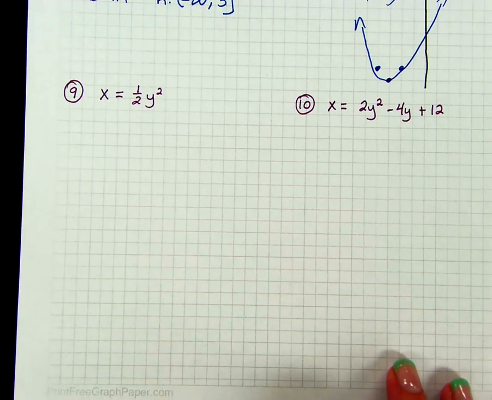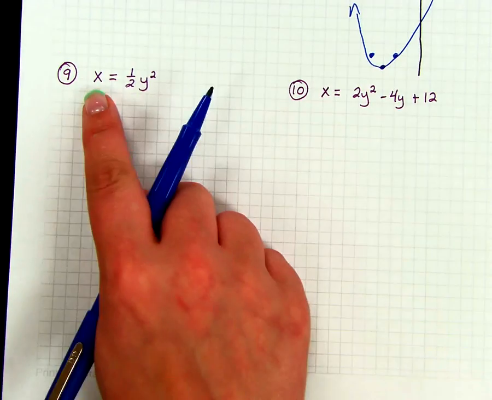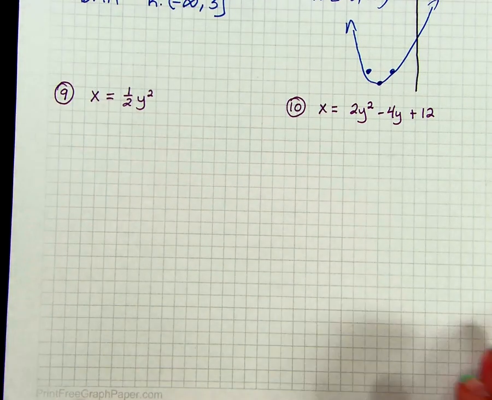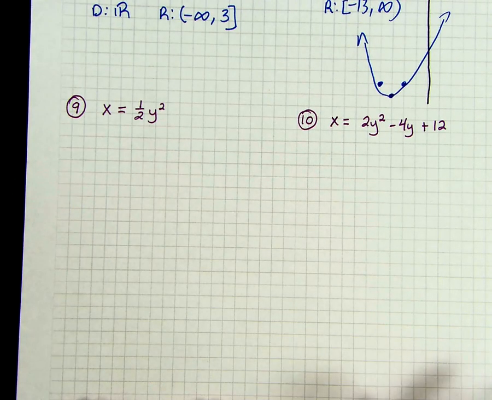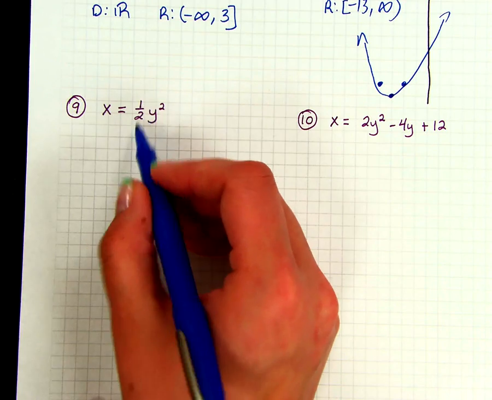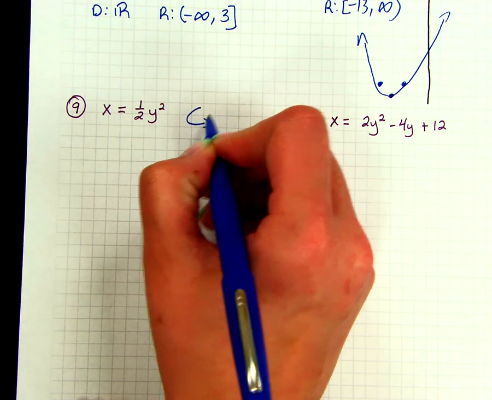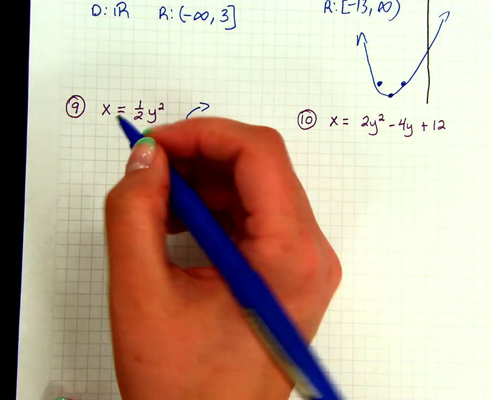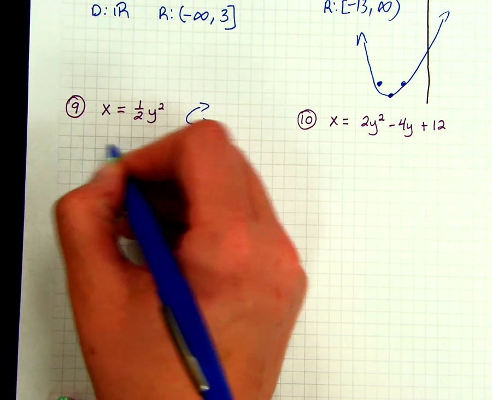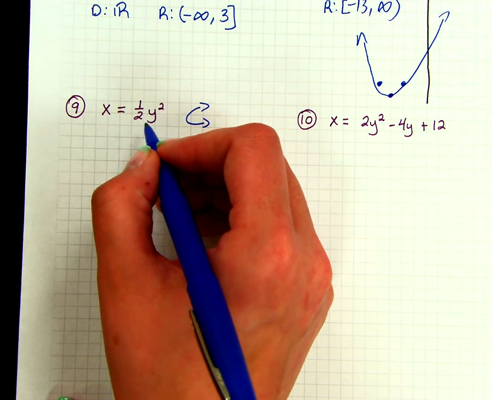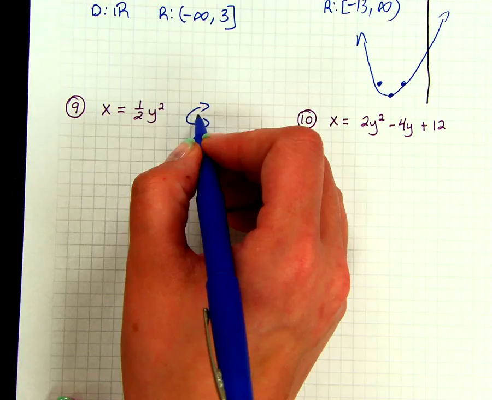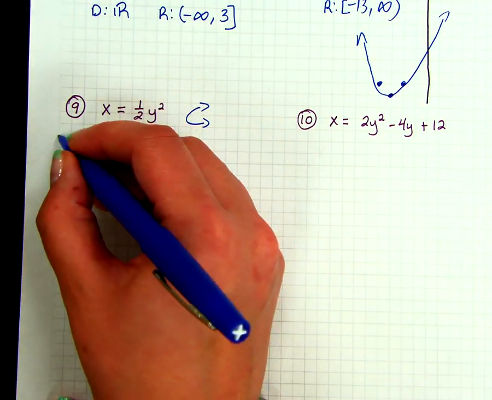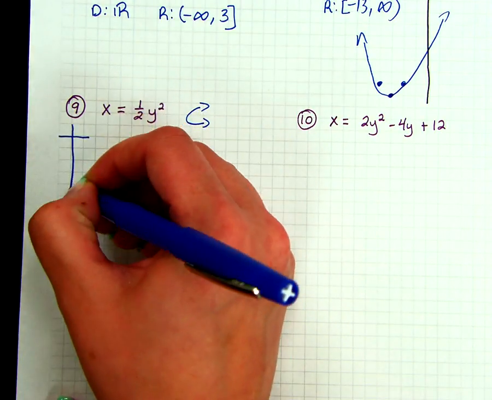All right, on the next problem, this time it is in the form of x equals. So that means it's going to be horizontal. And since this is positive, it's going to open to the right. So the vertex, this is already in vertex form. Since we don't have a set of parentheses and we don't have anything on the outside, that means that our vertex is 0, 0.